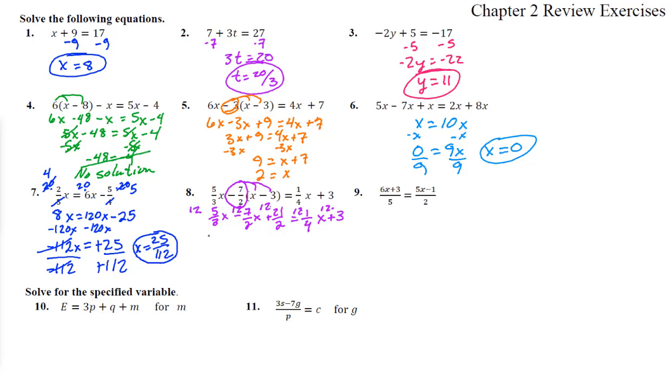12 times 5/3, that's 20x, right? 12 times 5 is 60, divided by 3 is 20. 12 divided by 2 is 6, times 7 is 42, so minus 42x. 12 divided by 2 is 6, times 21 is 126, equals 12 times 1/4 is 3x plus 36. Woo! All right, let's combine all the x's together over here. That's minus 22x plus 126 equals 3x plus 36.